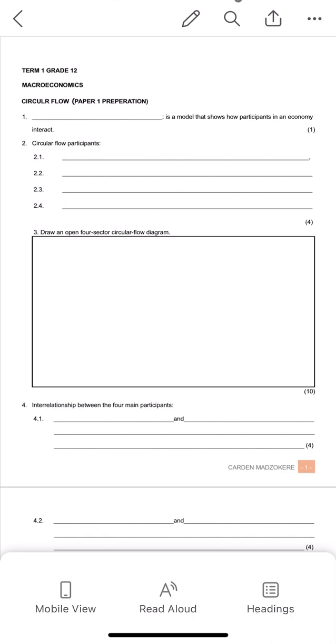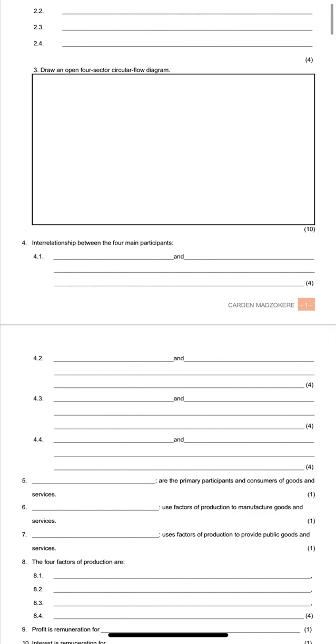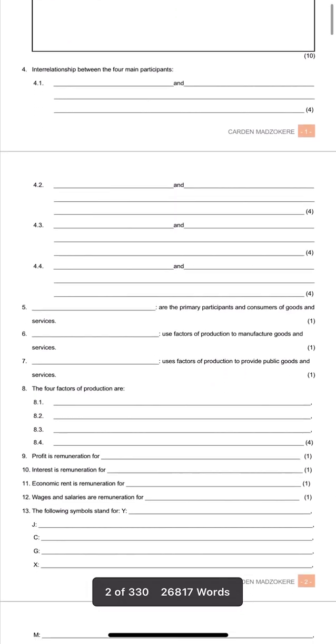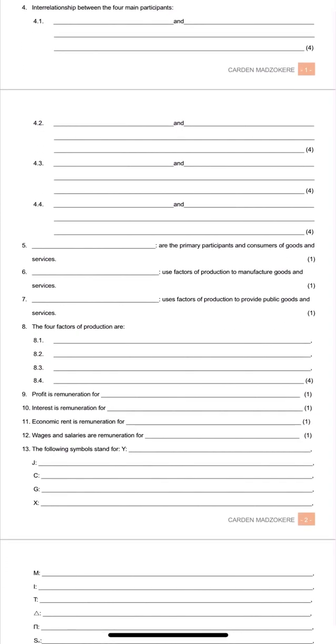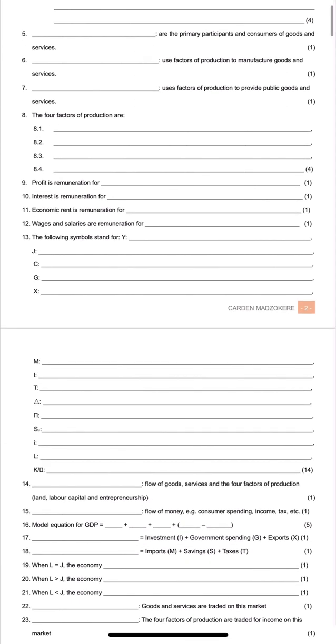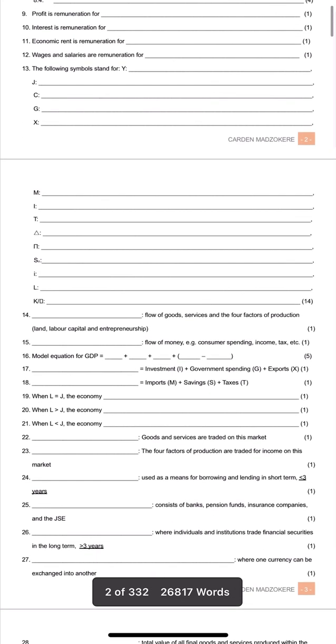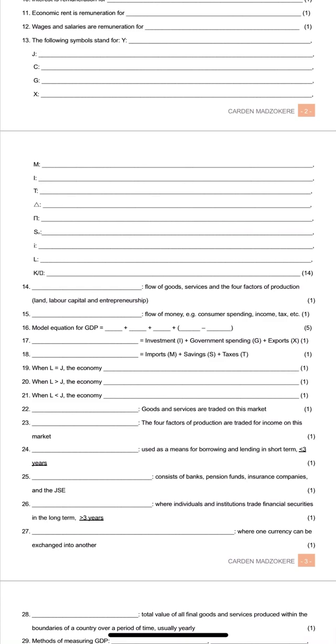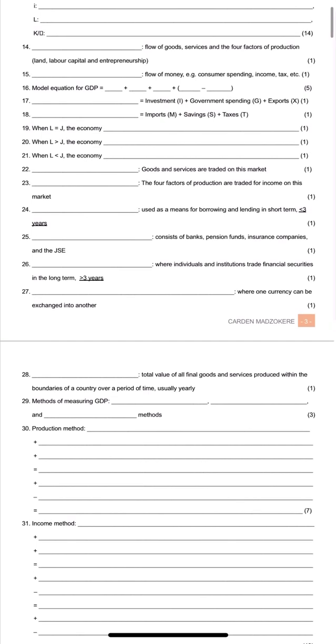Then they say you must be able to discuss the relationship between the four participants. So you must be able to tell us households and businesses, how do they relate? Businesses and government, how do they relate? And so on. Then who are the primary participants, the factors of production, and their remuneration. Then a couple of symbols that we use in circular flow. What do they stand for? Then we talk about the flows.